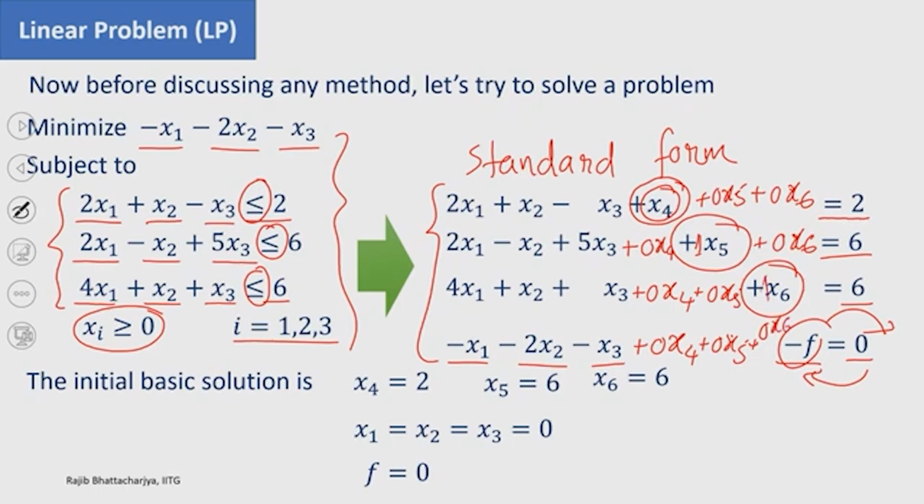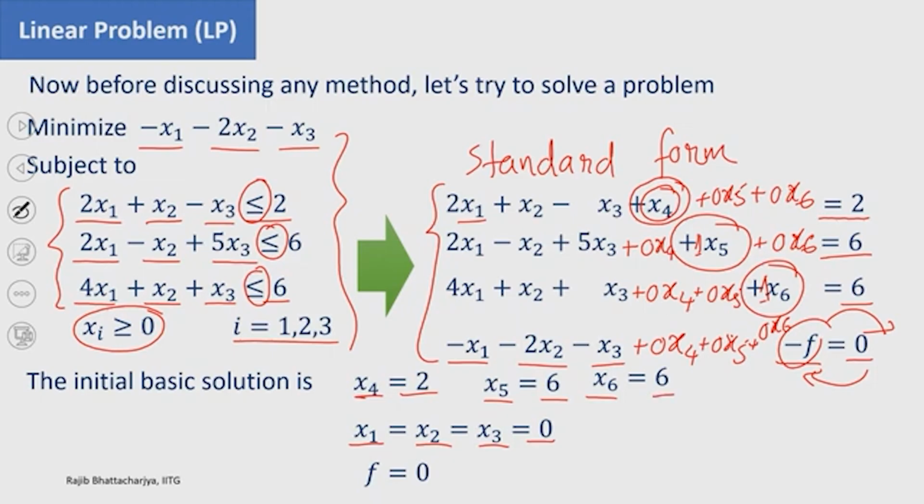So, here the coefficient of x6 is 1, and for other equations that is 0. Therefore, if I consider that x4, x5 and x6 are basic variables, and the other variables, that is x1, x2, x3, are non-basic variables. So, what is the initial basic solution? Initial basic solution is that x1, x2 and x3 are 0, because they are non-basic variables, and the basic variables are x4, x5 and x6. So, x4 equals 2, x5 equals 6, and x6 equals 6.